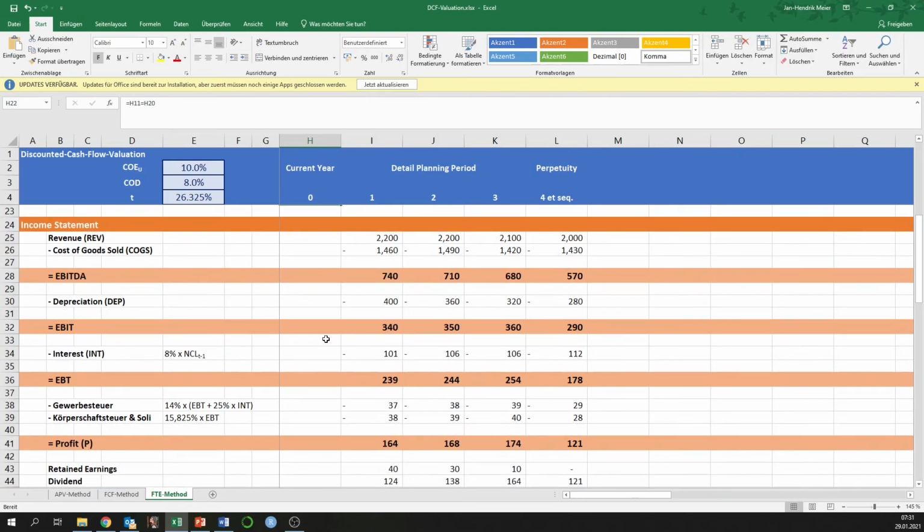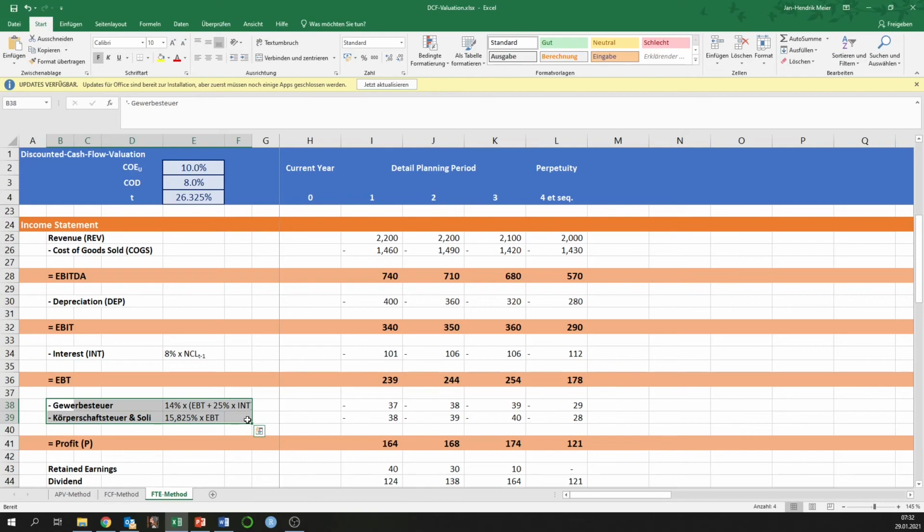Then I have an income statement starting with the revenue minus cost of goods sold leads to the EBITDA, minus depreciation leads to the EBIT, minus the interest, and this is important, the interest of 8% cost of debt is levied on the non-current liabilities of the period before, so of the period T minus 1. That is important here, otherwise it wouldn't work.